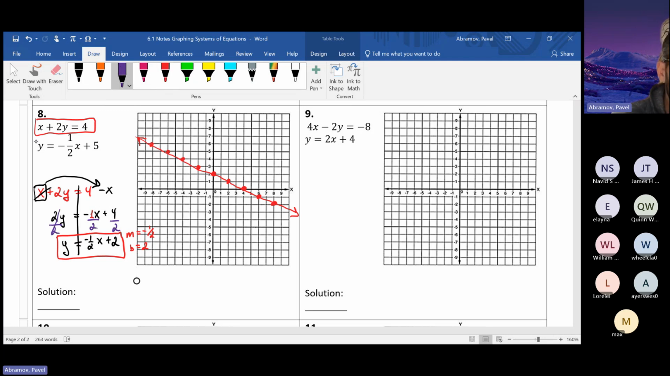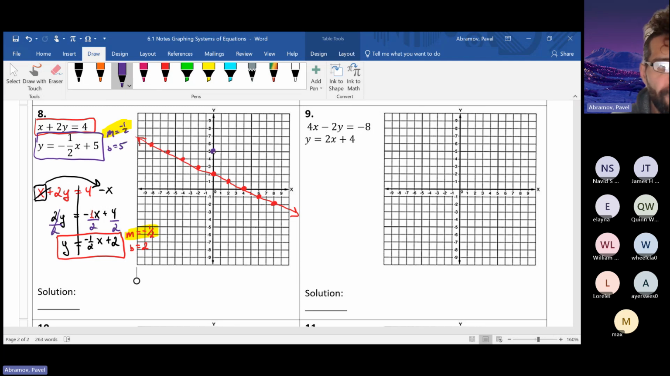Now, for our second line, the one that we're going to graph in purple, this one is a little bit easier because it's already in the y equals mx plus b form. So we already know the slope and the y-intercept. And some of you might have noticed something: the slopes of these two lines are the same, which means that they will be parallel. So at this point, you already should know what the answer is. But we can also see it visually.